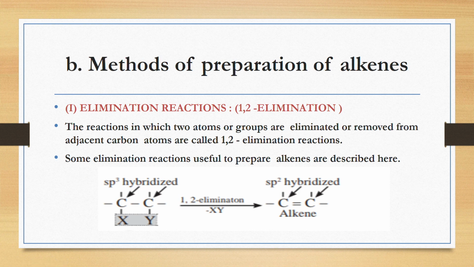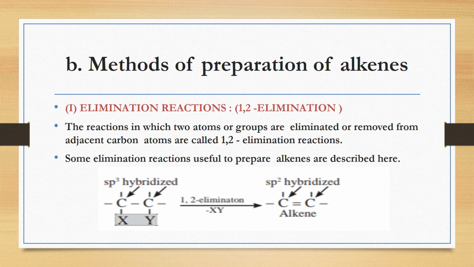Then there are different methods of preparation of alkenes. The first one is through elimination reaction, which is called 1,2 elimination. So from the first and second carbon atom, we are going to remove some atoms and the reaction is called 1,2 elimination reaction.